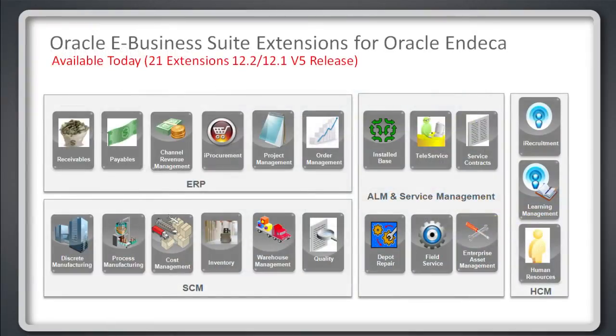So this is the footprint we have for V5. This is the latest release we have. It came across all the family packs, whether HCM, financials, or CRM. So we cover every family pack within eBusiness Suite. We already have 25 extensions available today. It's available for 12.2 and 12.1.